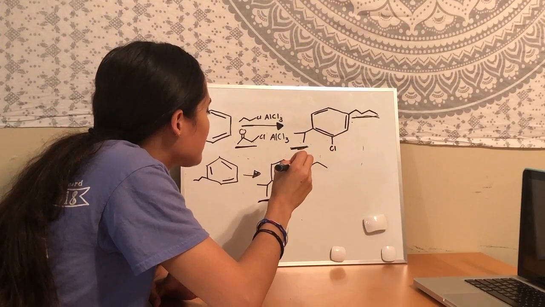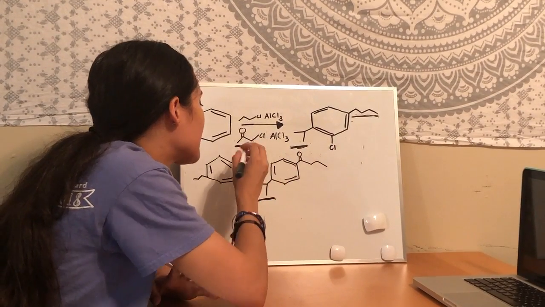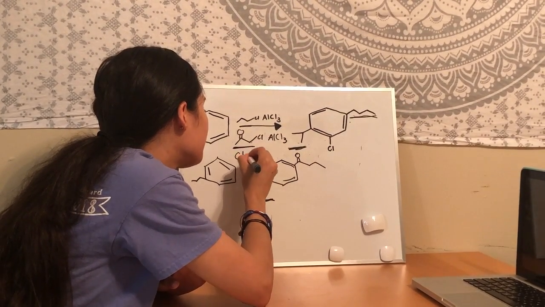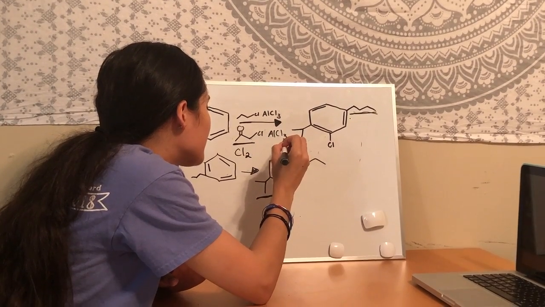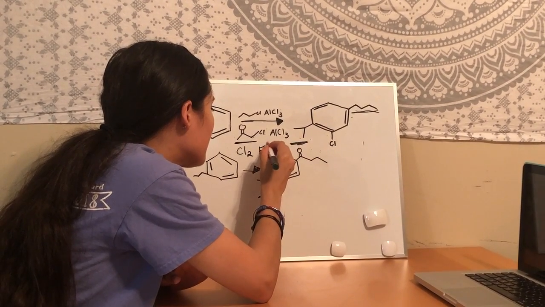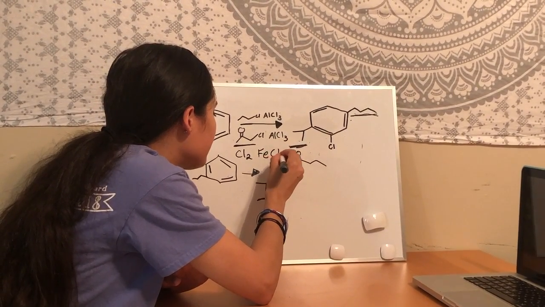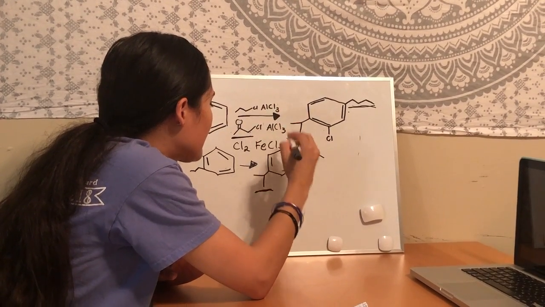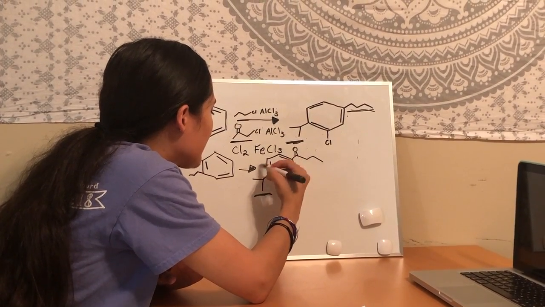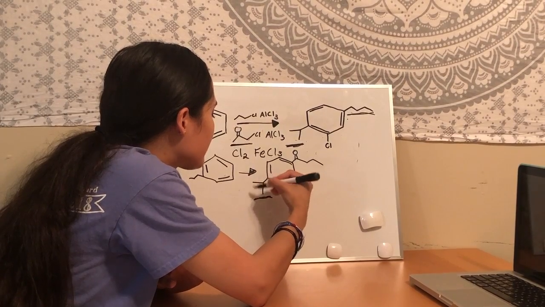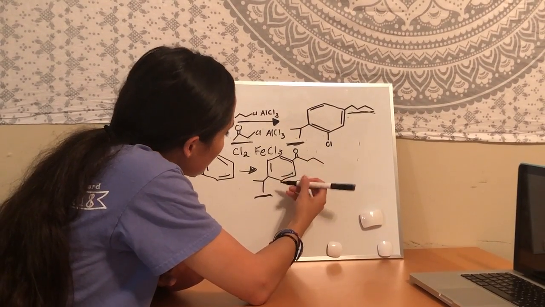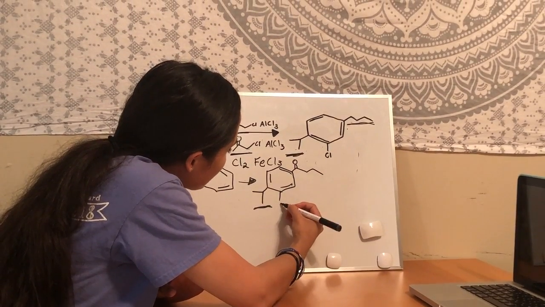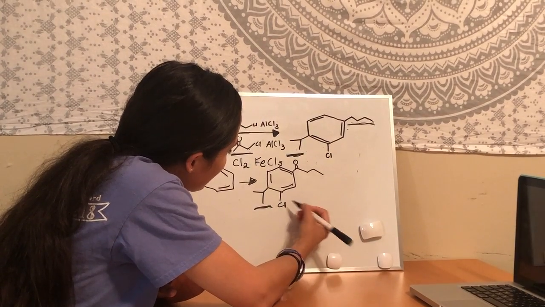So now we're going to do chlorination. And to do chlorination, we do dichlorine, and we do iron tetrachloride. So then we add this, and this is the most electron donating, so it's most activating, so we'll direct it to be ortho because that is what we have here.